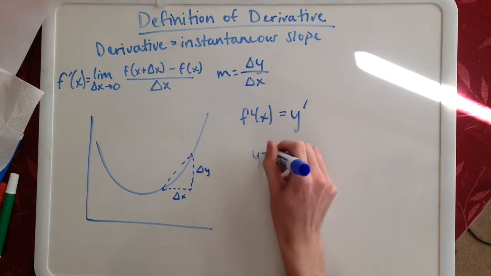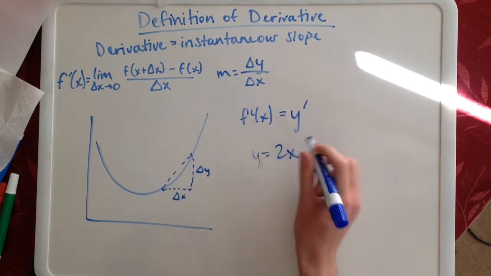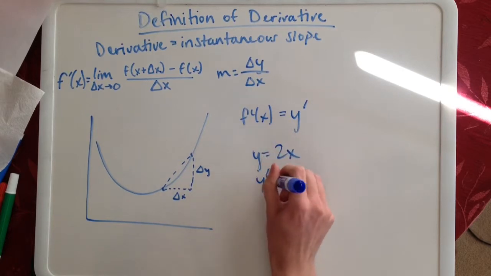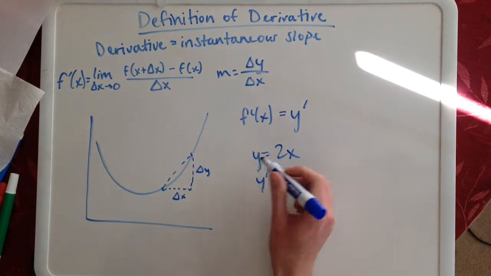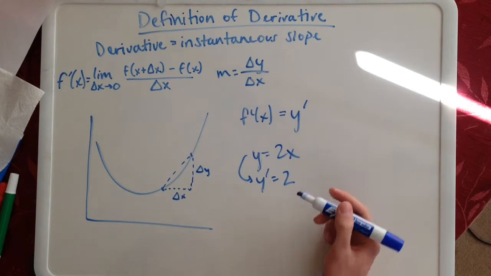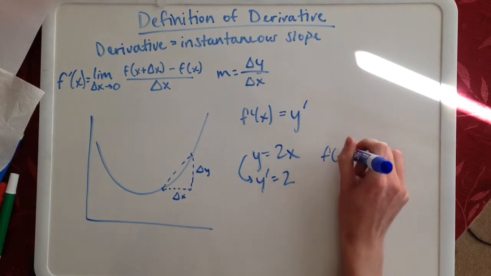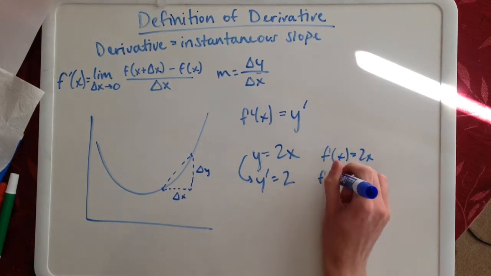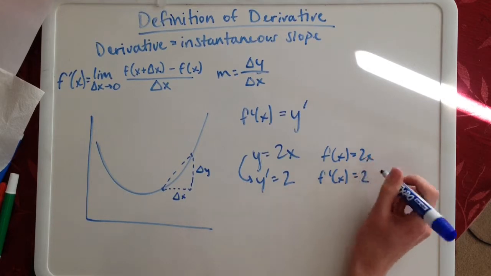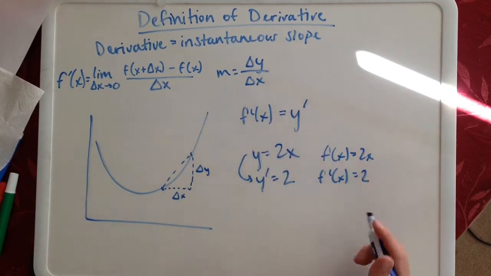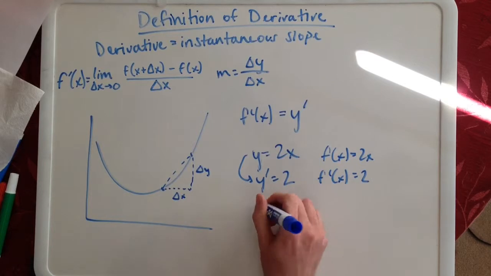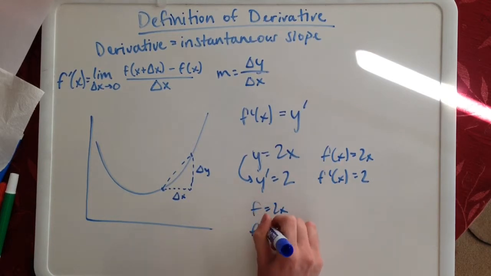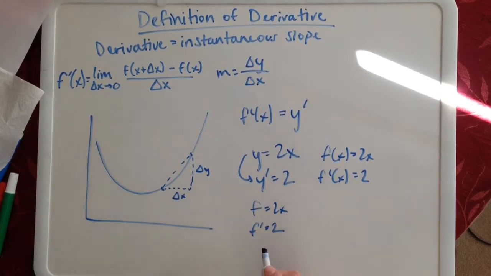So if y equals 2x, just a line of 2x, y prime would equal 2. So this just means the derivative. Similarly, the equivalent would be f of x equals 2x, and f prime of x would equal 2. We're just taking out the parentheses x. I could say f equals 2x and f prime equals 2. So that one's pretty easy.